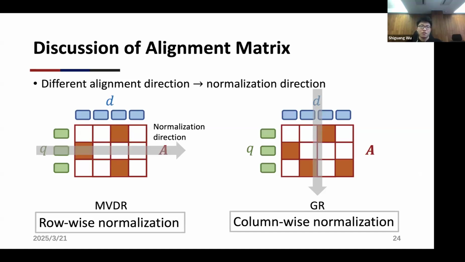We can have another view of the alignment direction. This is actually a difference in how they do the normalization. MVDR does row-wise normalization, and GR does column-wise normalization. So this is the direction of the attention. But for MVDR, we actually find the max element in each row. So we can think about the alignment direction in this way.